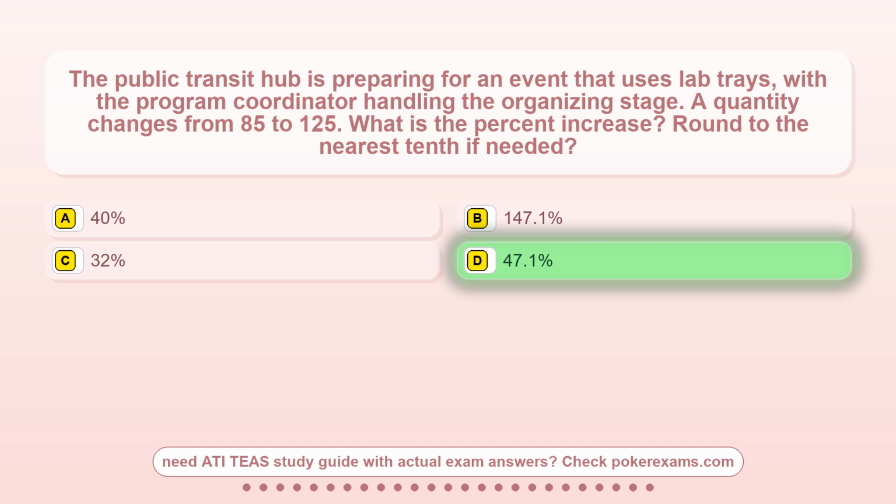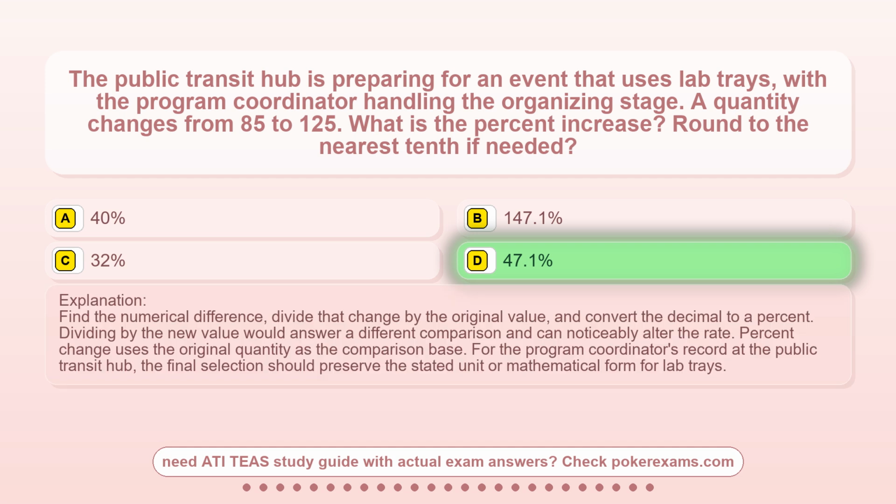The correct answer is option D, 47.1%. Find the numerical difference, divide that change by the original value, and convert the decimal to a percent.